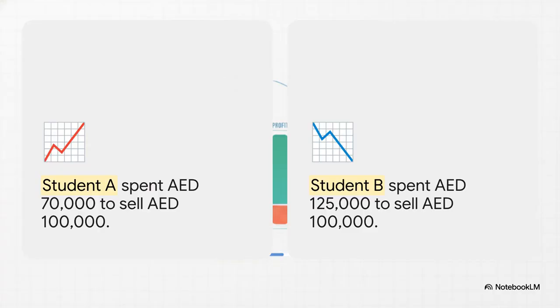Let's say two students start online clothing stores. They both sell over 100,000 dirhams worth of products. Now, student A is absolutely celebrating, and hey, they should be. They brought in 100 grand and they only spent 70,000. That is fantastic. But then, well, there's student B. And I've got to say, I'm genuinely concerned for student B here. They also brought in 100,000 in sales, but they spent 125,000 dirhams to pull it off. So student A earned a healthy profit, while student B actually lost money, despite those massive sales.